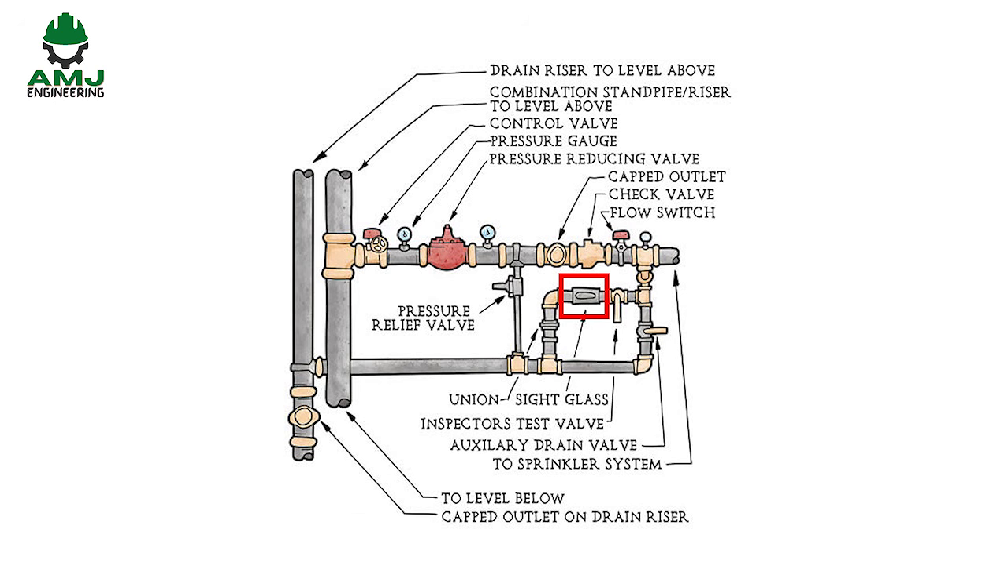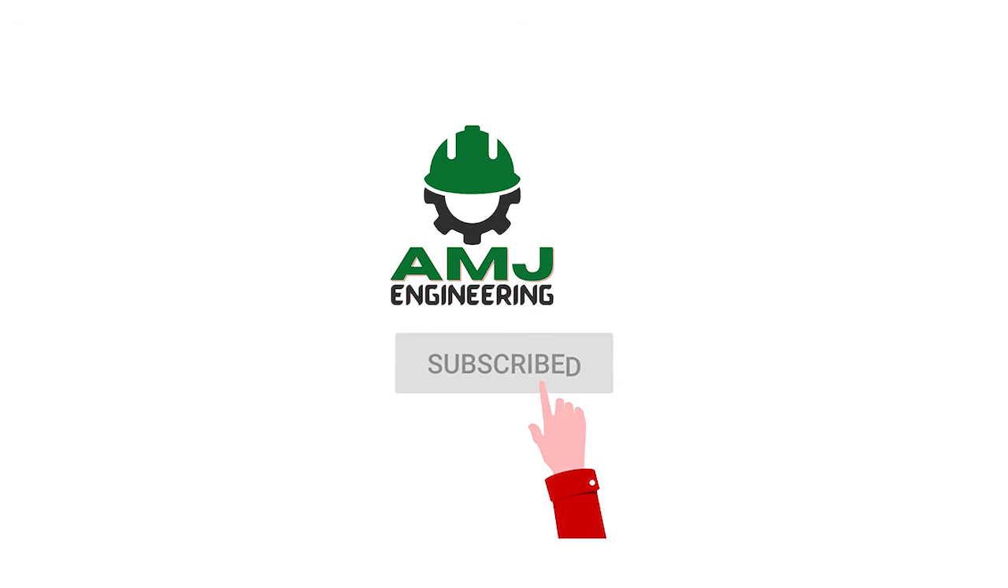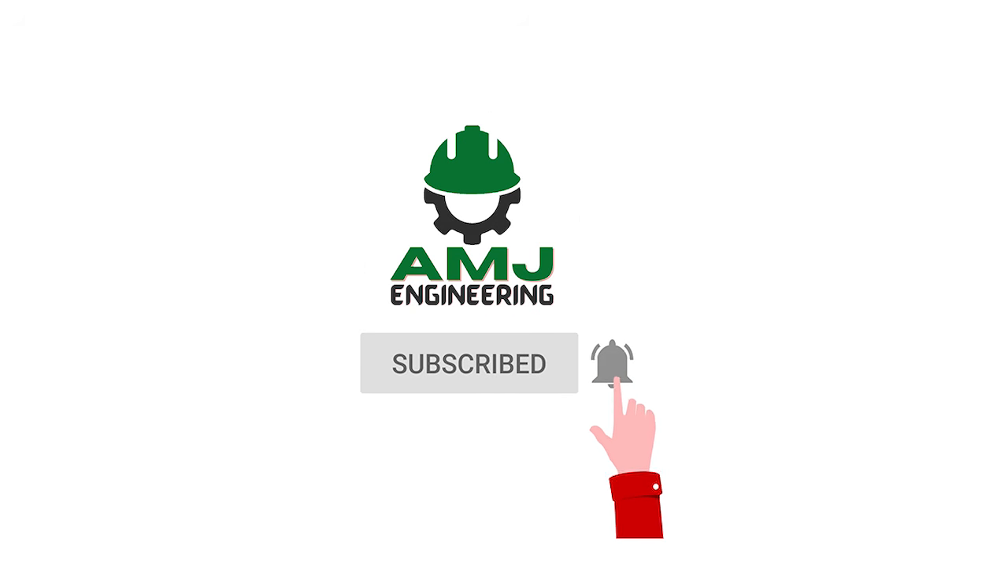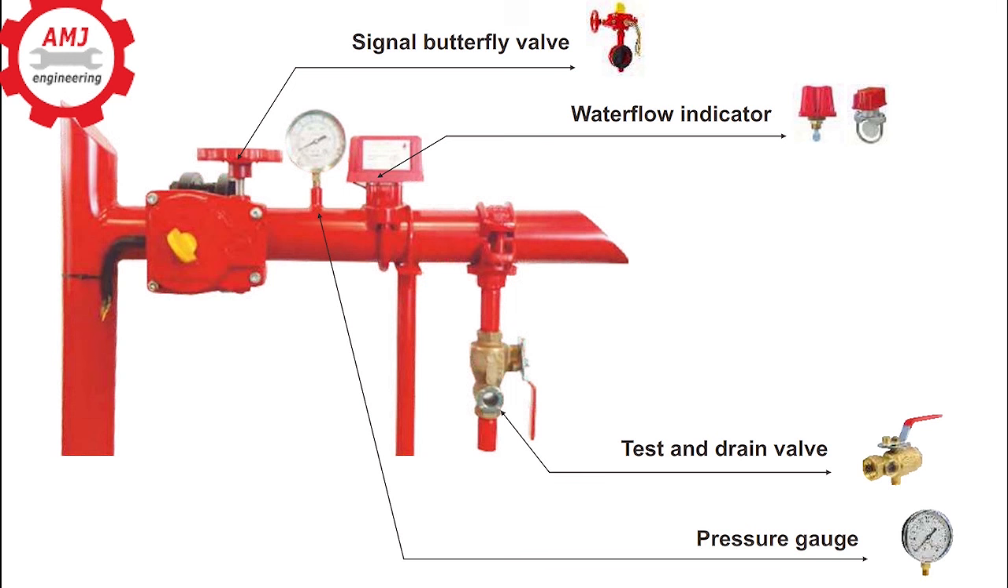Sight glass enables easy verification of water flow for inspector's test. Floor control valve. Must be accessible, electrically supervised or locked. Signage must be provided and shall be tested annually. Water flow switch is used in wet sprinkler systems to detect the flow of water and to send an alarm signal. Zone control valve.